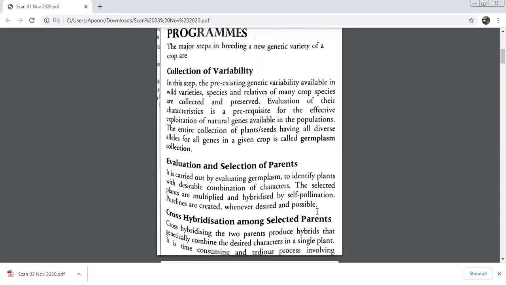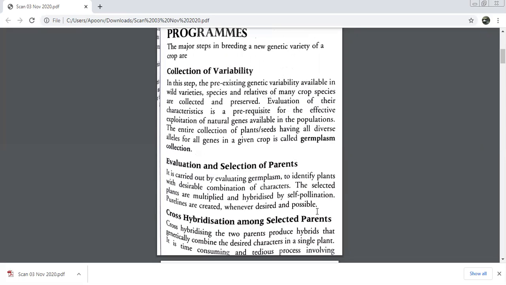That are they a prerequisite? Do we actually need them? And then we go and effectively exploit them. Effectively exploit means we're going to collect them, we're going to use them. And the entire collection of plants or the seeds which you have collected because of their diverse alleles in a crop is what we call germplasm collection. You're collecting different varieties. This collection is known as germplasm collection.